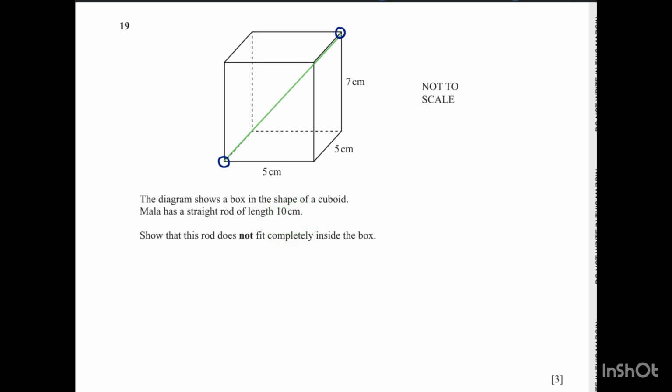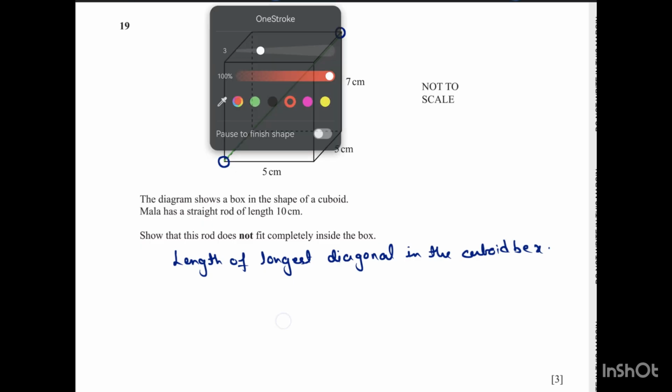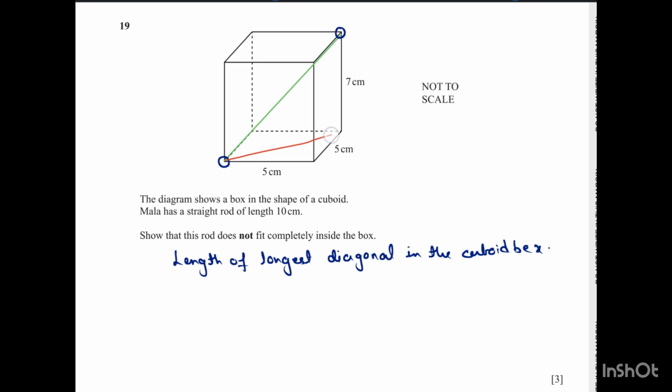Okay. So let us take the length of this line, the longest diagonal in the cuboid, as x. Now we will find out the length of this line. To find that, we have to draw one more line here, which is the diagonal of this base. Now using this triangle, we'll find out this x.